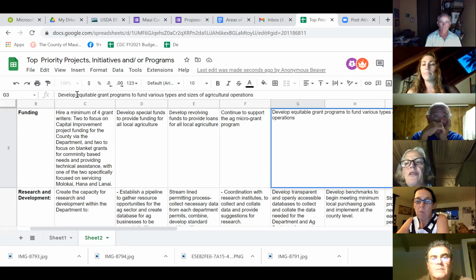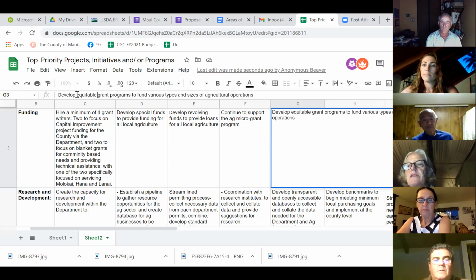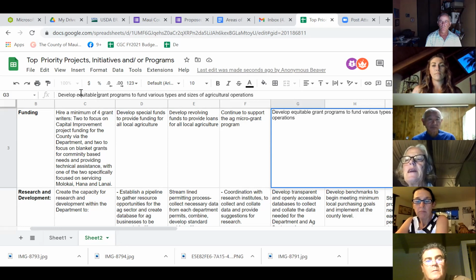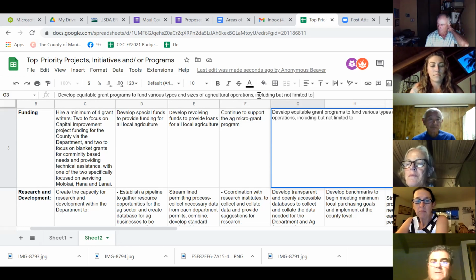Okay, well, coming from the Kula Ag Park committee, it would be nice to really specify conventional versus organic. I know various types can be implied to cover both, but it's not always. I lean to agree with that because a lot of times the organic get shortchanged. Some of the county people are very biased.